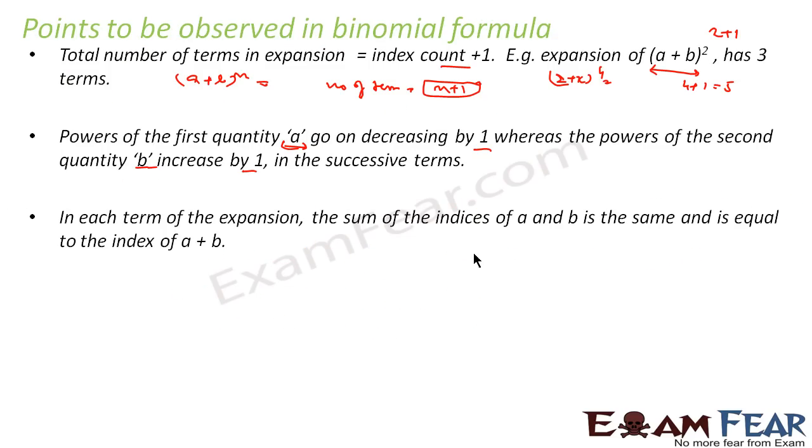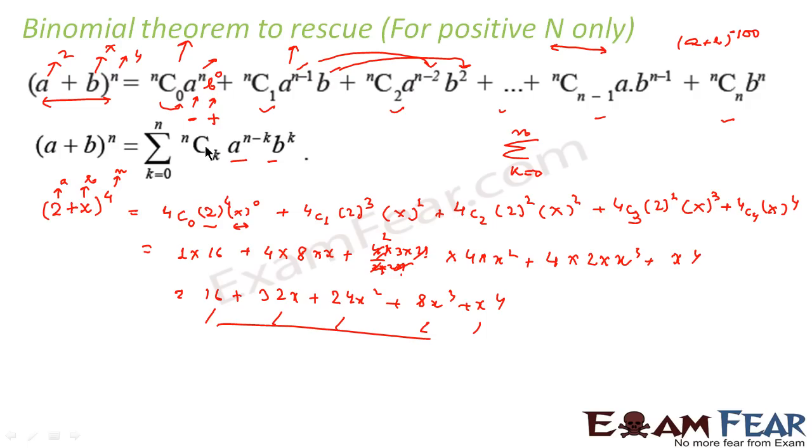Also, in each term of the expansion, the sum of indices of a and b is the same and is equal to the index of a plus b. So if you see, in these terms, the sum of indices is always the same. n plus 0 is n, n minus 1 plus 1 is n, n minus 2 plus 2 is n, 1 plus n minus 1 is n, 0 plus n is equal to n. Here also, if you see the common formula we have got, n minus k plus k is equal to n. So the sum of powers of a and b is always equal to n. Here, since we have taken 2, we can't see it, but had this been y, we could have seen that the power is the same.